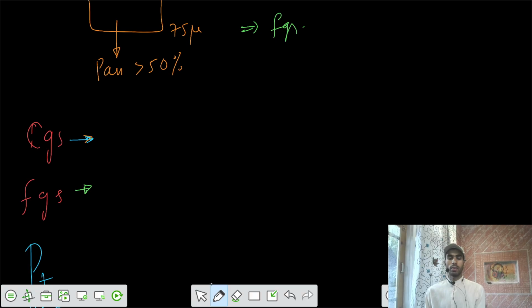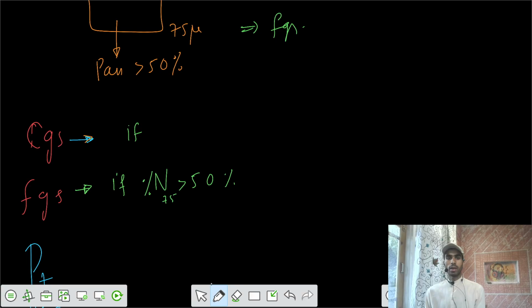So here we write: if the percentage is greater than 50%, that means the total particles that are finer than 75 micron are greater than 50%.